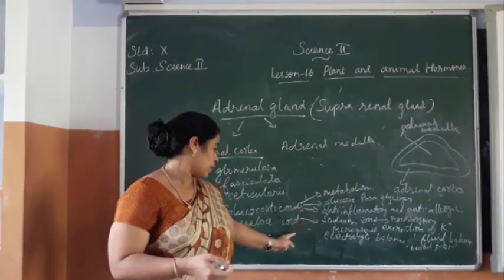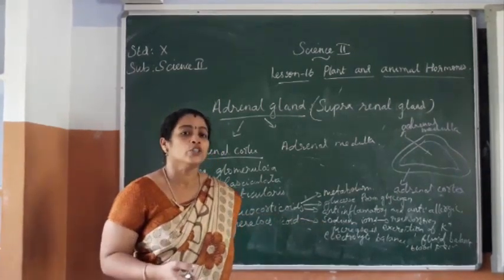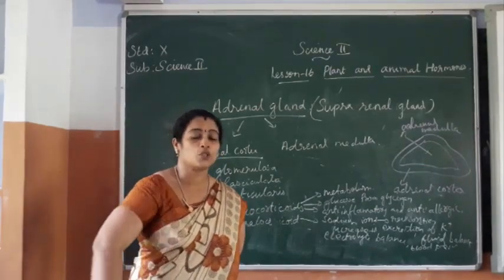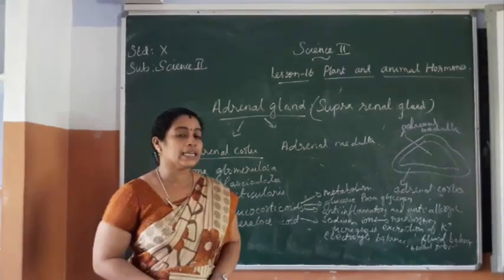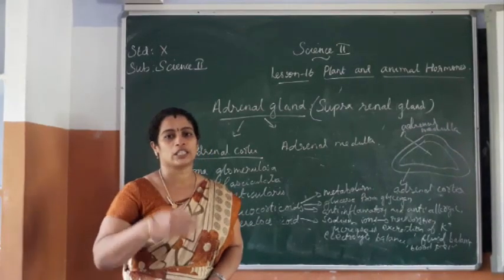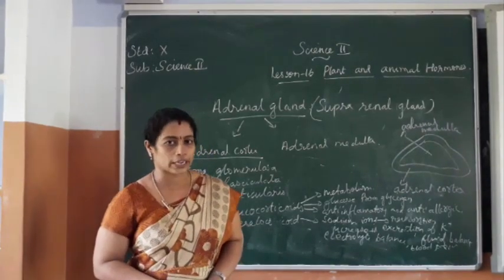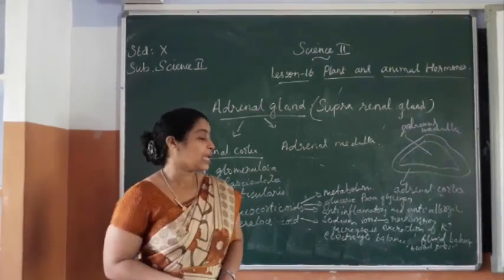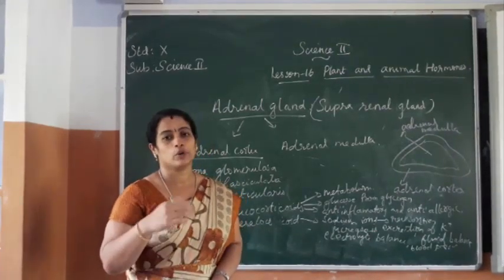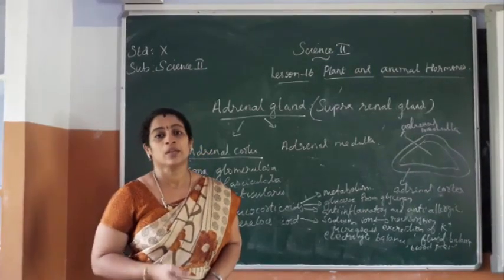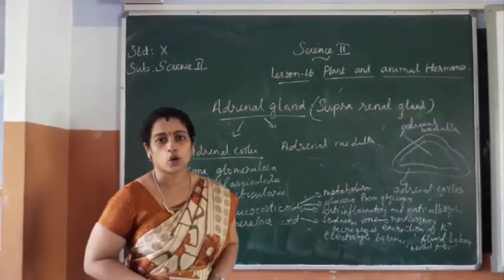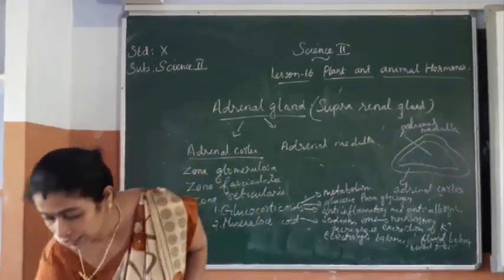The next one, mineralocorticoid, maintains sodium ions, that is, reabsorption of sodium ions by the kidney tubules takes place. It increases the excretion of potassium ions from our body, and electrolyte balance, fluid balance, blood pressure, etc. are regulated with the help of mineralocorticoid. So this is about the adrenal cortex.